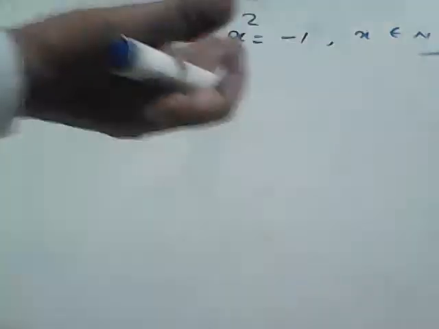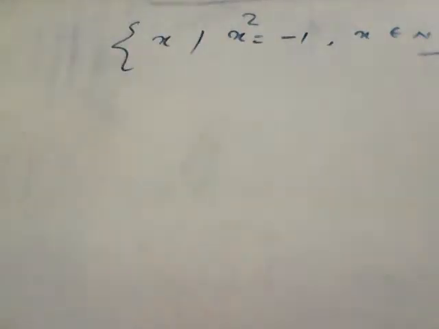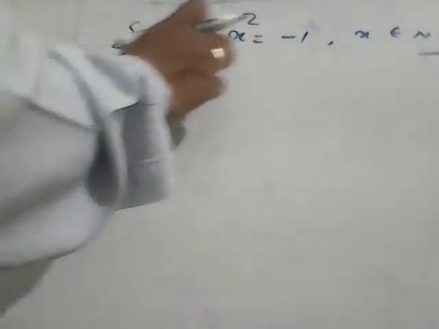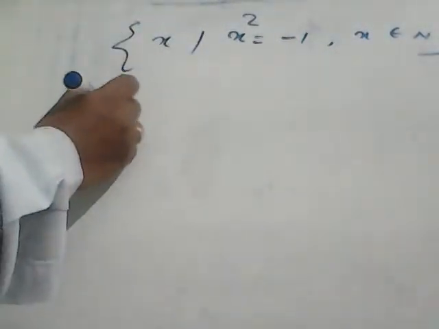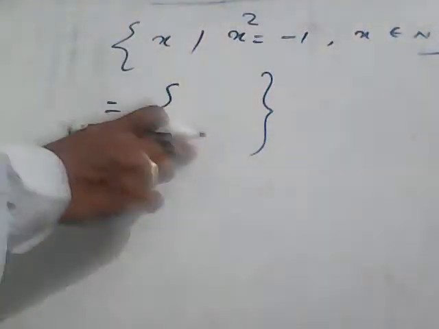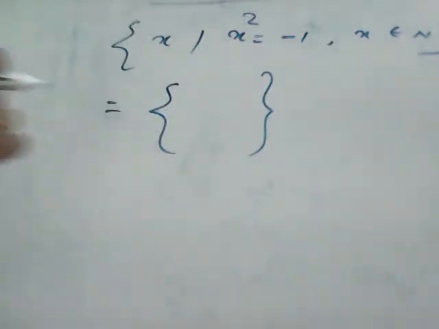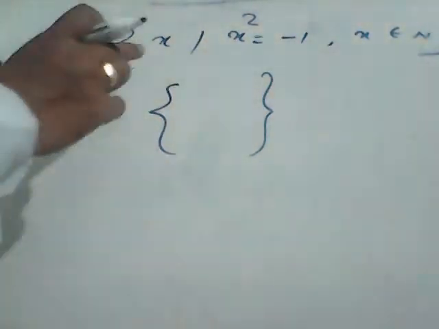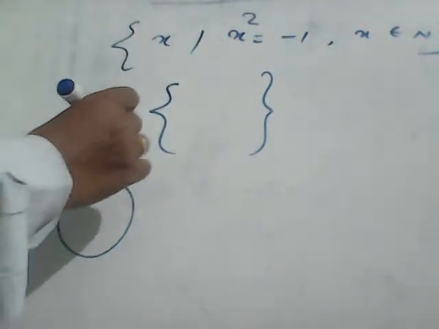X such that x square equals minus 1 and x belongs to N. There is no real number whose square is minus 1. Forget about natural numbers. So in this case, it has no elements. If you write this set in roster form, your answer is only brackets with no element. This represents the null set. For null set, we are using this symbol.